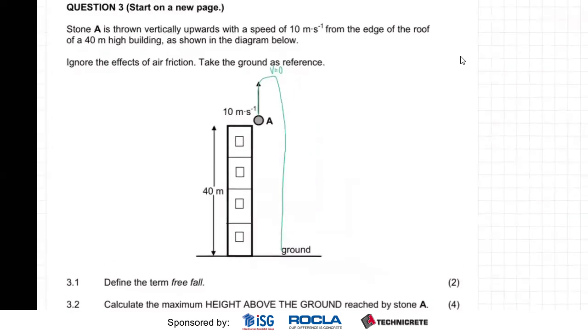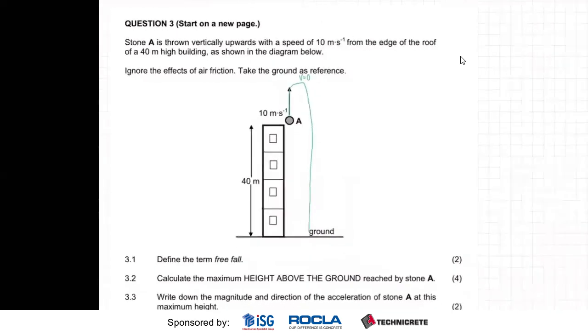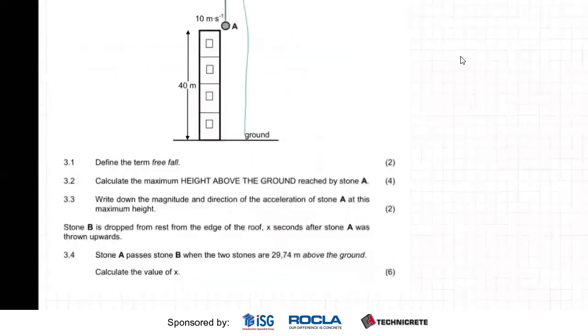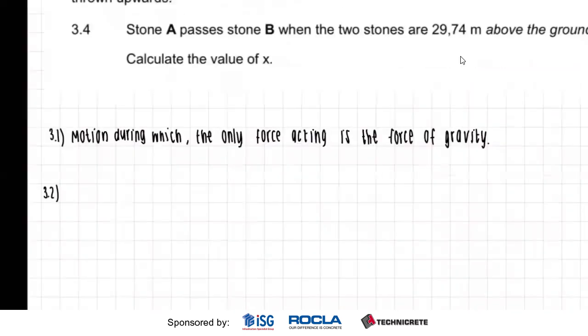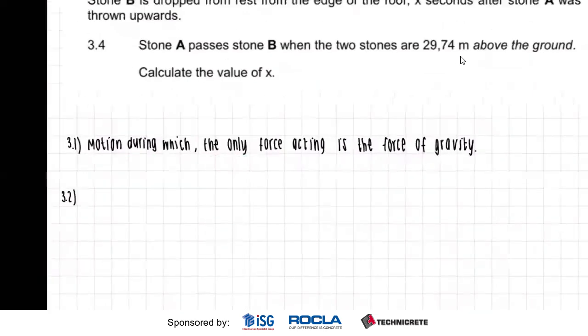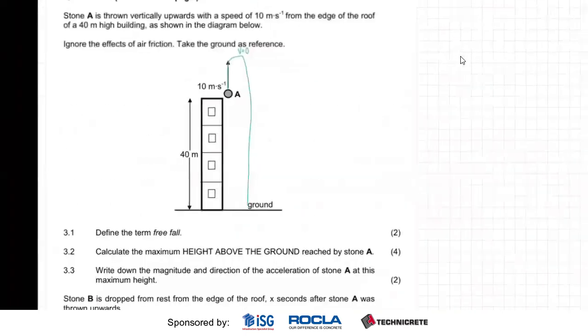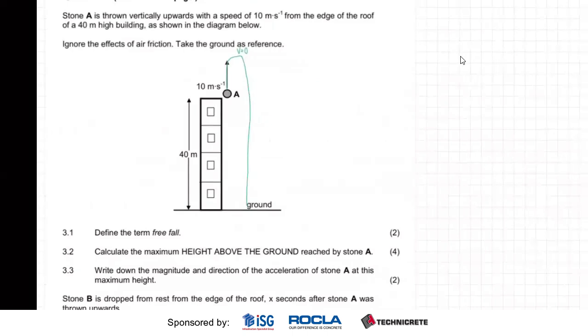Our first question says to define the term free fall. The definition of free fall is motion during which the only force acting is the force of gravity. So no other forces are acting on it. That means there is no air friction, like I said, ignore the effects of air friction. The stone doesn't have a motor pulling it up or anything. Nothing else is acting on it.